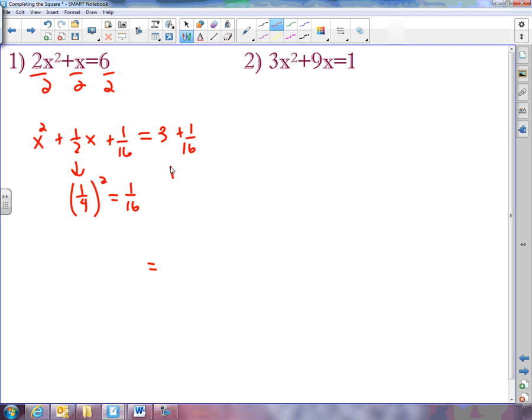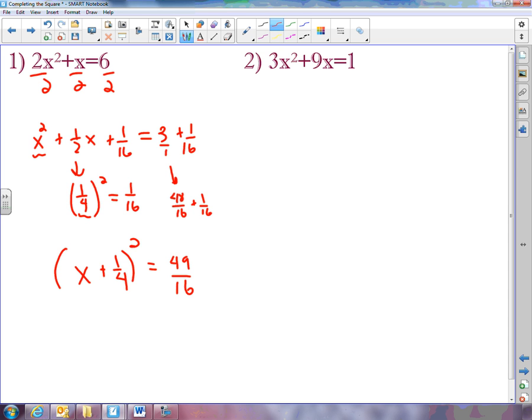If I want to add these together, I'm going to need to find a common denominator. 3 is the same thing as 48 over 16. I just did that by multiplying the top and the bottom of that by 16. Plus 1 over 16 is 49 over 16. So now I'm done with that side. Let's try to rewrite this side as something squared. That something is always x and whatever this number is. So it's x plus 1/4 squared.